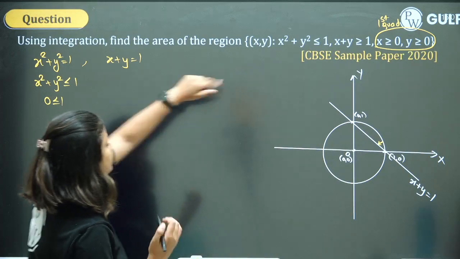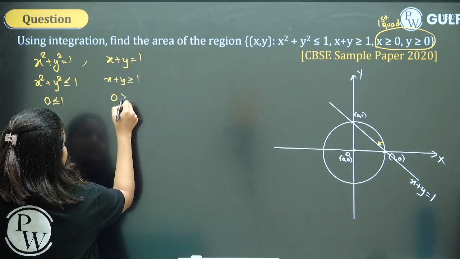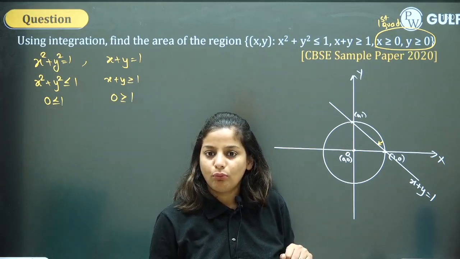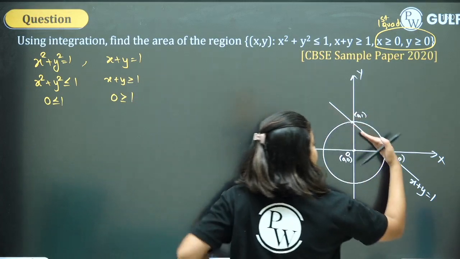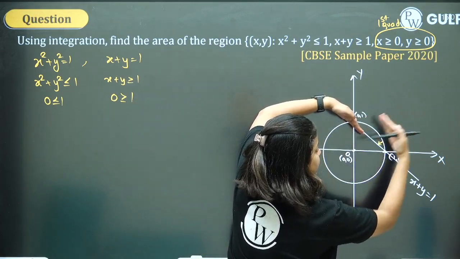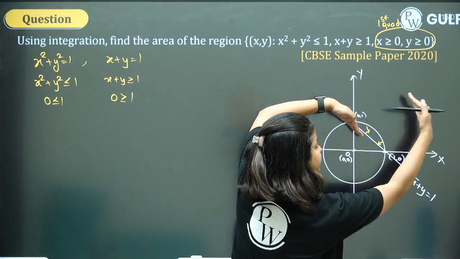Now let's put x and y as 0 in the second inequality. 0 greater than or equal to 1. Is 0 greater than or equal to 1? No. So for the second line, is the origin satisfying it? No. That means it is away from the origin, on that side, not this side.